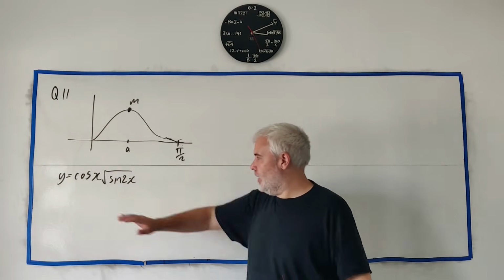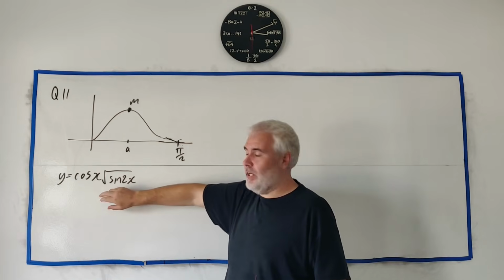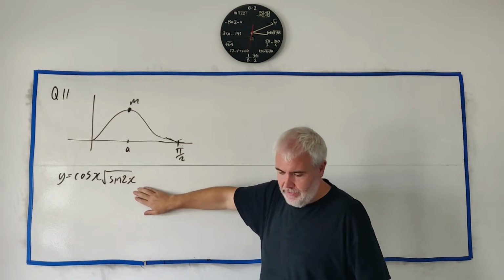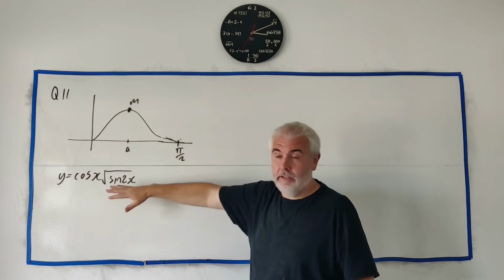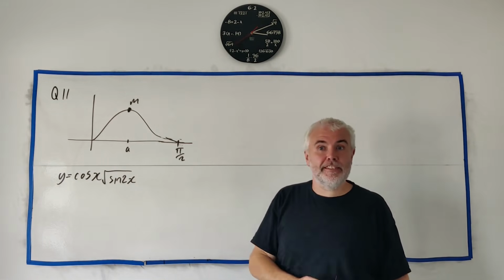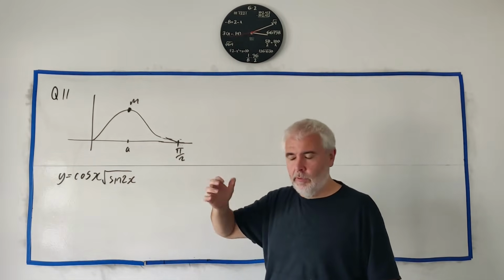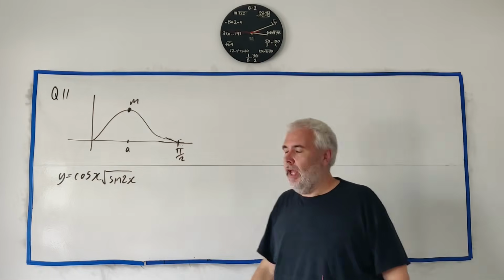In question 11, we're given this equation here. y is equal to cosine of x multiplied by the square root of sine of 2x. And we're given this drawing representing this function. They've highlighted a point here, M, and they tell us this is the maximum point. They want you to find what is a. When x equals a, what is a?